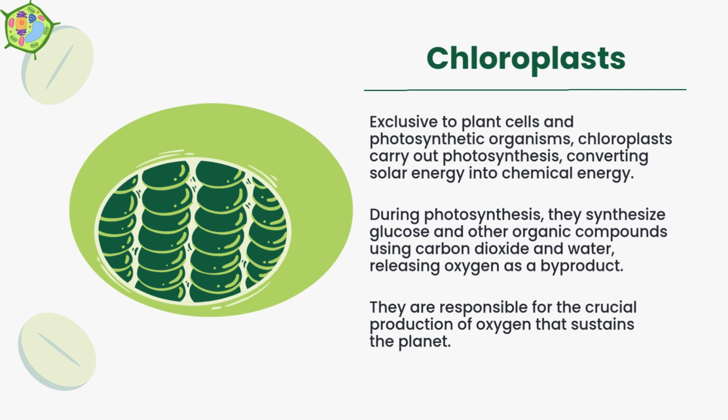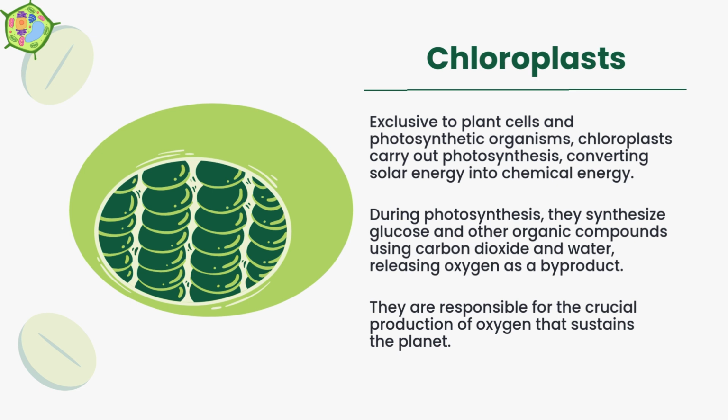Chloroplasts, this is exclusive to plant cells and photosynthetic organisms. So, chloroplasts carry out photosynthesis. This converts solar energy or energy from the sun into chemical energy or energy that it can use. During photosynthesis, they synthesize glucose and other organic compounds using carbon dioxide and water. And then they release oxygen as a byproduct.